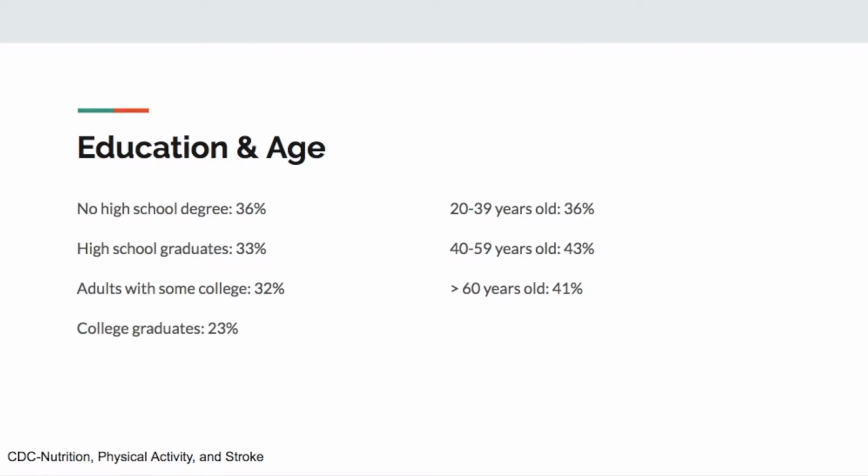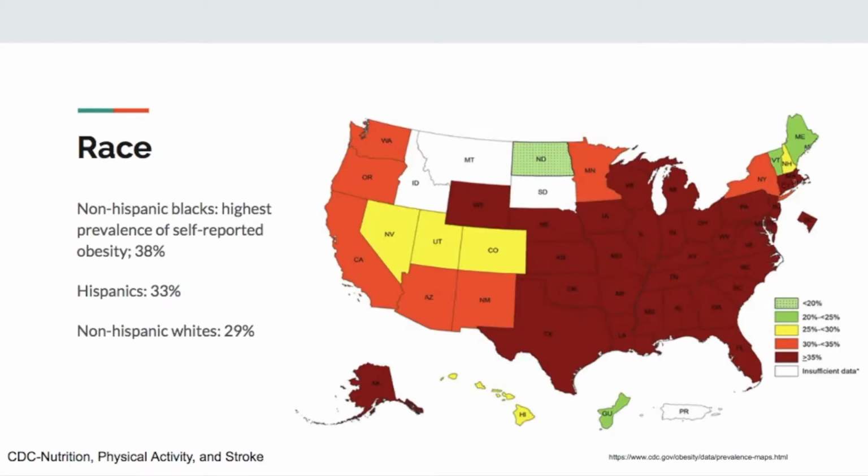So here you can see how education and age impact obesity. As the level of education goes up, obesity rates go down. Then obesity rates are the highest among middle-aged adults. As far as race goes, non-Hispanic blacks have the highest prevalence of self-reported obesity, and it's upward towards 40%. That's followed by Hispanics and non-Hispanic whites.